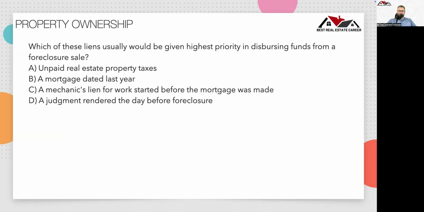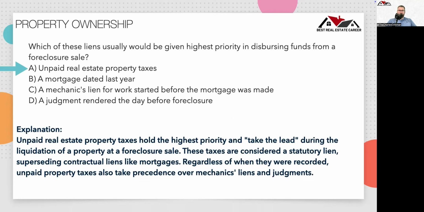Which of these liens usually would be given highest priority in disbursing funds from a foreclosure sale? A. Unpaid real estate property taxes hold the highest priority and take the lead during the liquidation of a property at a foreclosure sale. These taxes are considered a statutory lien superseding contractual liens like mortgages. Regardless of when they were recorded, unpaid property taxes also take precedence over mechanics liens and judgments.